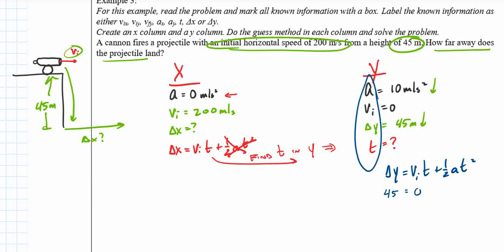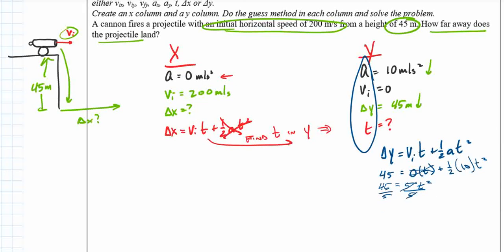45 is equal to 0 times time plus 1/2 times 10 times time squared. So 45 is equal to, the 0 times time goes away. We've got 5t squared. Divide both sides by 5. So the 5's go away. 45 divided by 5 is 9. So 9 equals t squared. If I want to solve for t, square root both sides. So 3 is equal to t.